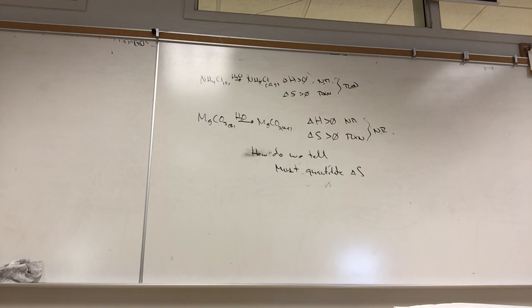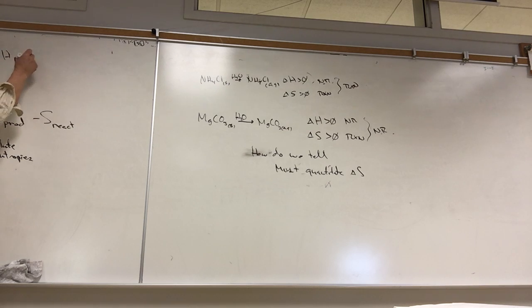Well, calculating delta S is easy too. In order to get delta S, all we need is the entropy of the products minus the entropy of the reactants. Just sum it up. These are called absolute entropies. Just like we did for enthalpy.